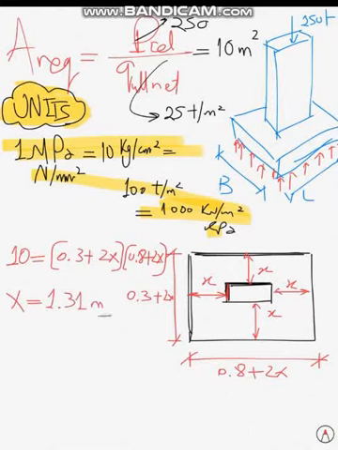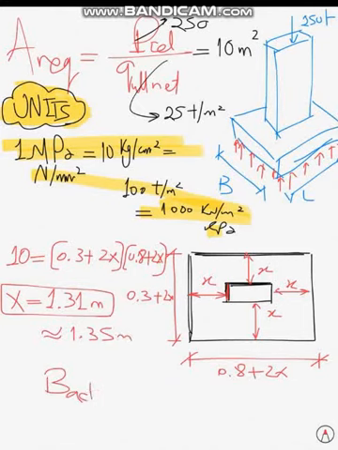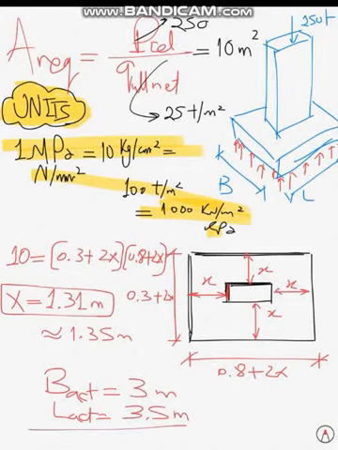Due to construction, I have to approximate the values to the upper 5 centimeter to be easily constructed at the site. So I will assume it 1.35 meters. In that case, I will get the P actual and L actual and substitute in this equation, and I can find that it will be 3 meters and this 3.5 meters. Those are the actual dimensions required to sustain the column load specified in our example.